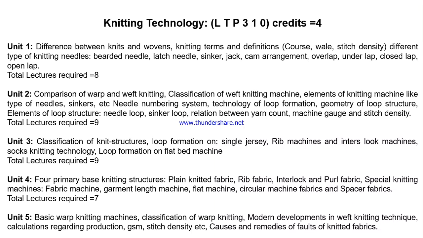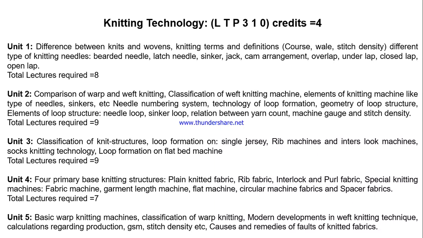Then Unit 2, comparison of warp and web knitting, classification of web knitting machines, elements of knitting machines like type of needles, sinkers, needle numbering system, technology of loop formation, geometry of loop structure, elements of loop structure, needle loop, sinker loop, relation between the yarn count, machine gauge, and stitch density. Unit 3, classifications of knit structure, loop formation on single jersey, rib machines, interlock machines, sock knitting machine, loop formation on flatbed knitting machines. These are the topics of discussion in Unit 3.